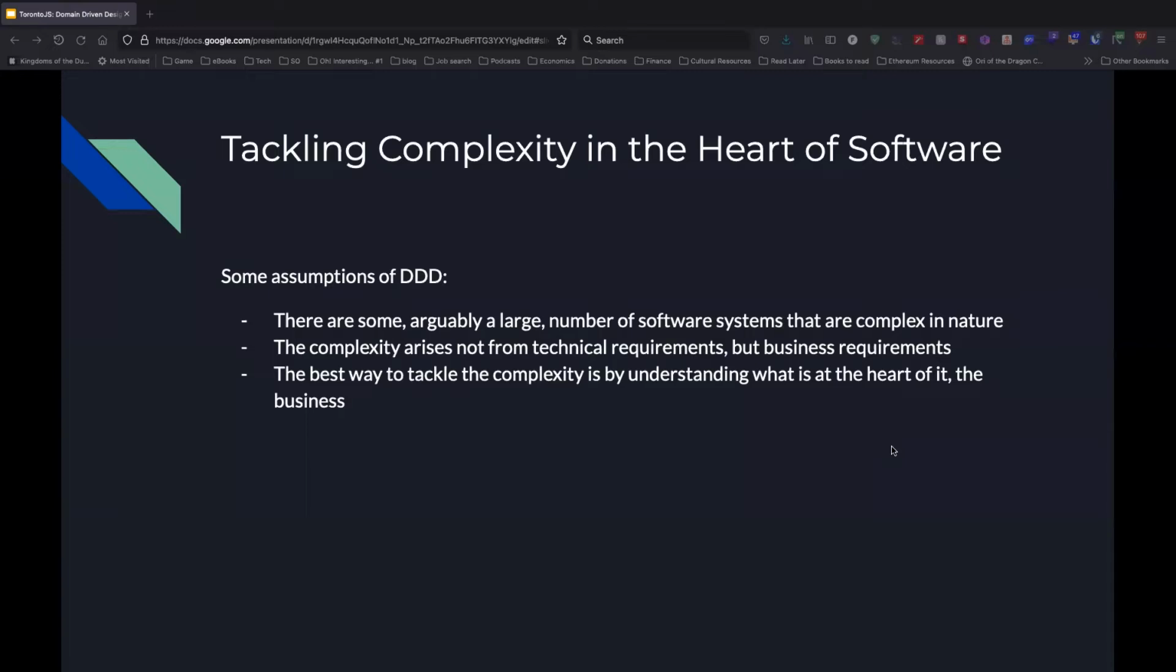At the very premise of it, domain-driven design is meant to solve complex software problems, and the complexity arises not from the technical requirements, not things like what database or framework you should use, but from the business requirements. And the best way to tackle that complexity is by understanding the business, what Eric would call understanding the domain.